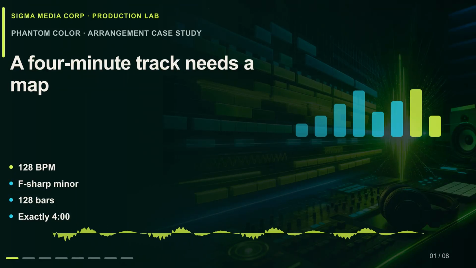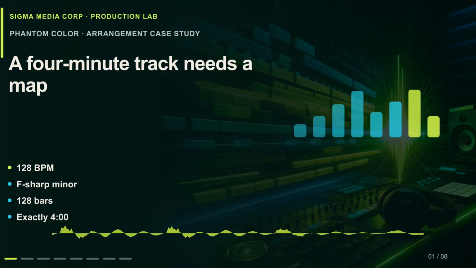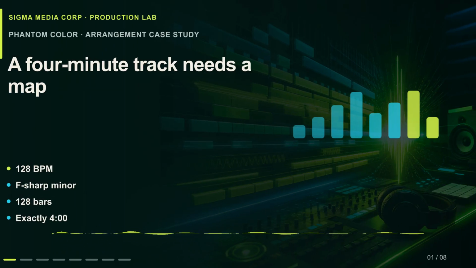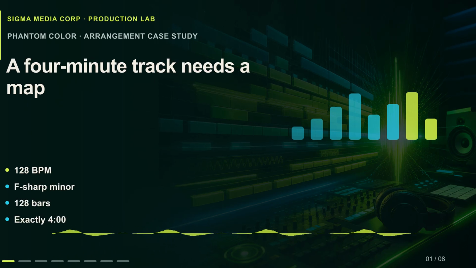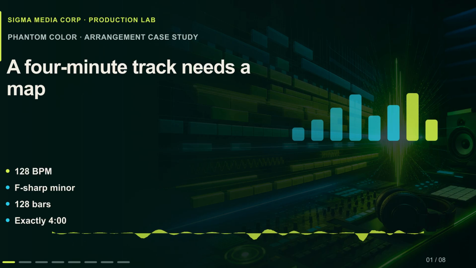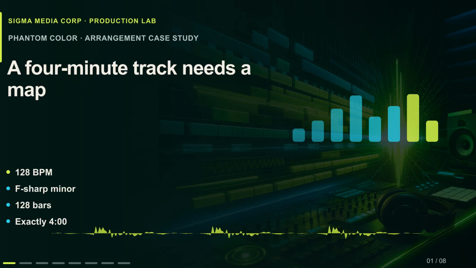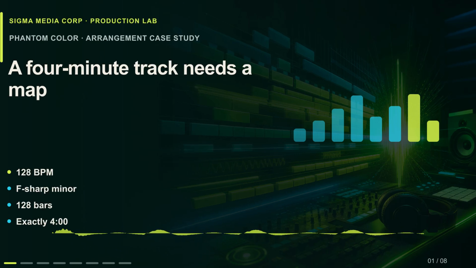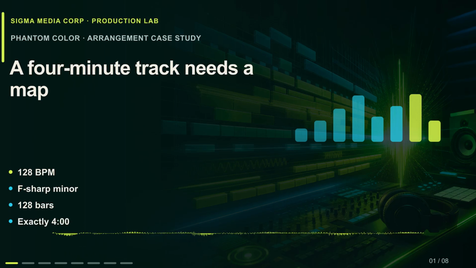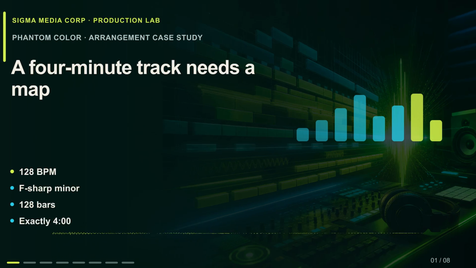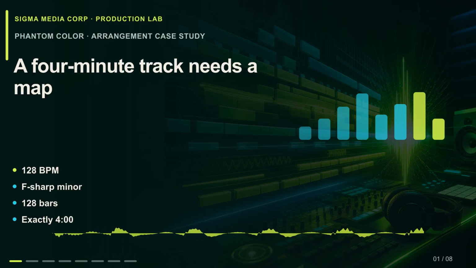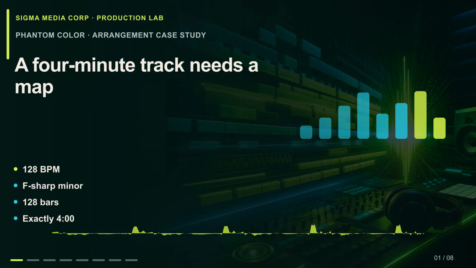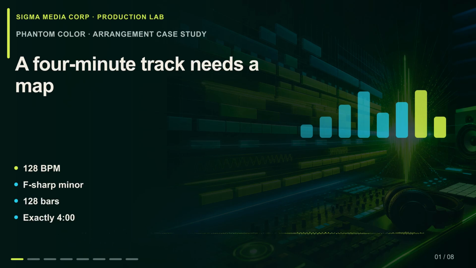A polished track usually feels spontaneous, but the production underneath it is anything but random. This case study is Phantom Color, an original Sigma Media Corp instrumental built at 128 beats per minute in F-sharp minor. The entire arrangement is 128 bars and lands at exactly 4 minutes. In this breakdown, I will show how the sections were mapped, how each sound was given a job, and how the low end stayed stable while the rest of the mix moved.